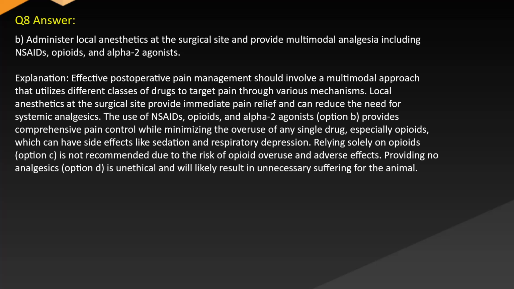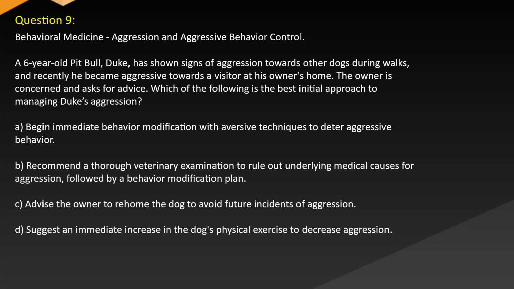Relying solely on opioids, option C, is not recommended due to the risk of opioid overuse and adverse effects. Providing no analgesics, option D, is unethical and will likely result in unnecessary suffering for the animal. Question 9. Behavioral medicine, aggression and aggressive behavior control.